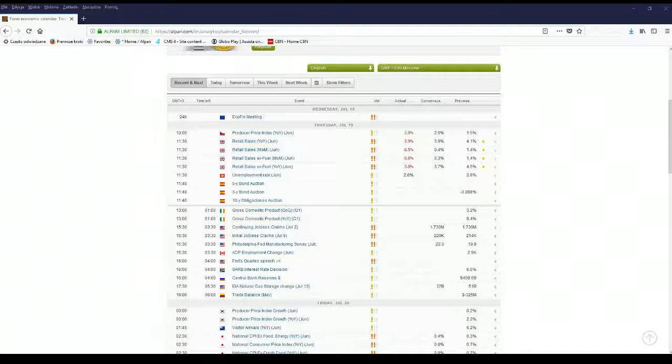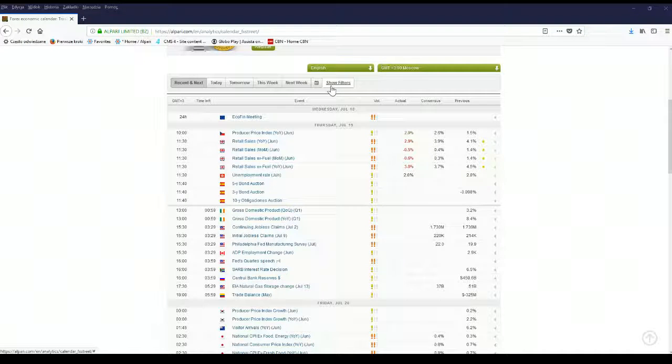Let's start with the macro calendar, because we just got retail sales, well, half an hour ago, retail sales from UK, and the data was very bad, very, very bad, and that caused a huge drop on the British pound. I'm having a position on British pound, so I'm happy about the outcome of this.